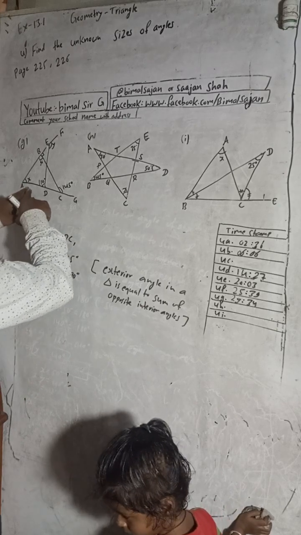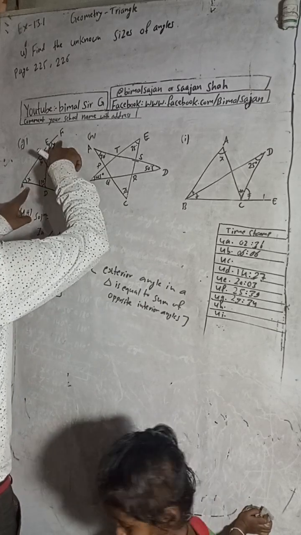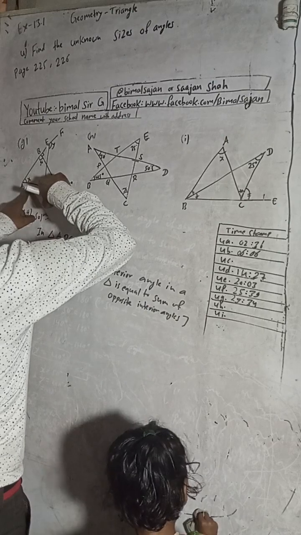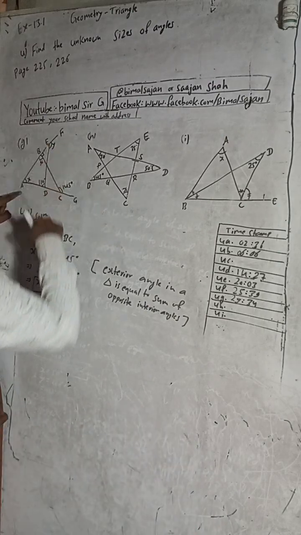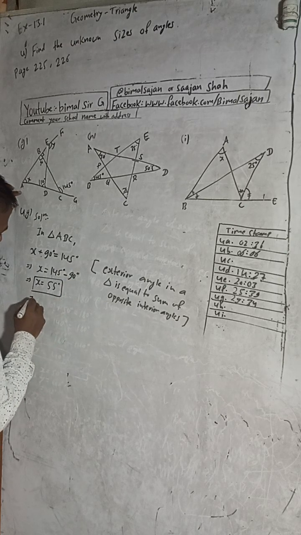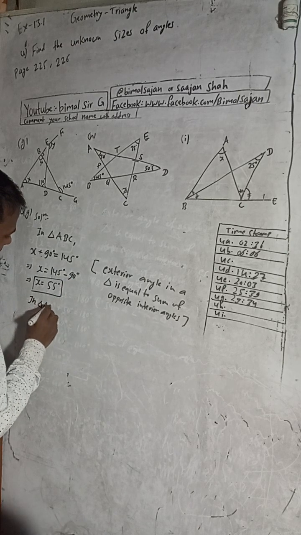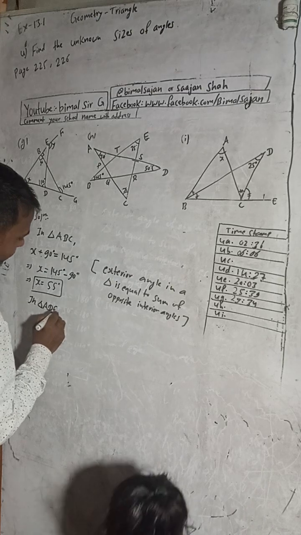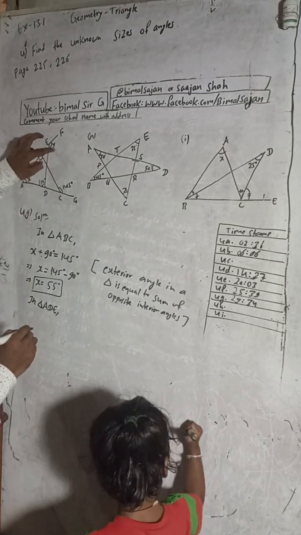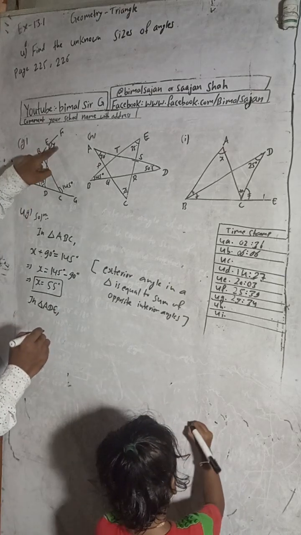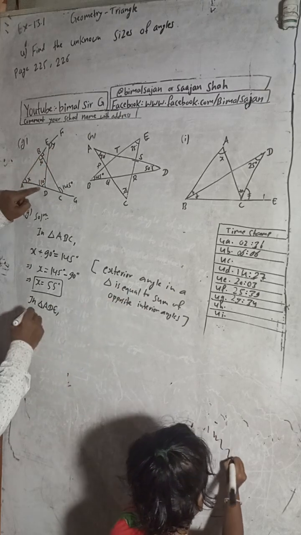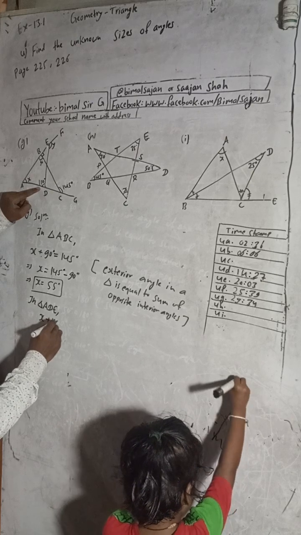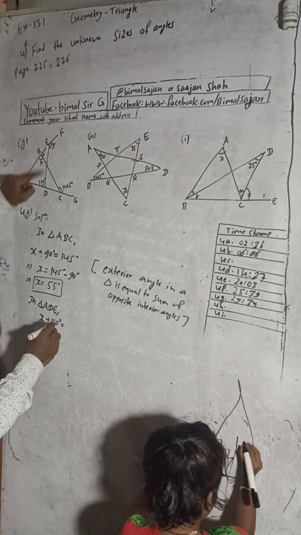Now suppose this is our triangle. This angle plus this angle will be what? This is y. In triangle ADE, this plus this is equal to y. Same reason, exterior angle. So x plus 110 degree is equal to y.